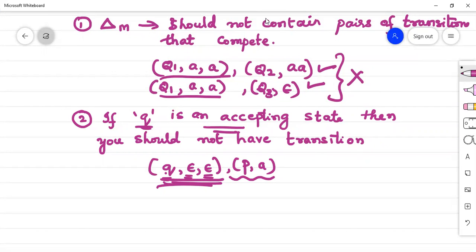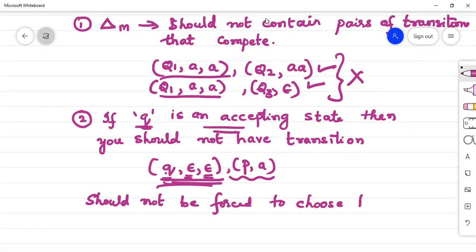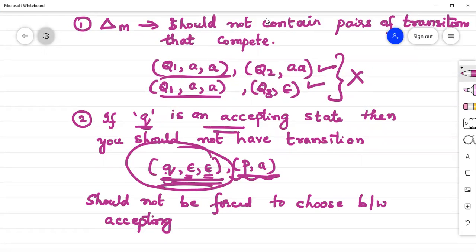Now, what is the meaning of this? The meaning of this is you should not be forced. In simple words, you should not be forced to choose between accepting, because so far for all our examples we saw this was accepting. So you should not be forced to choose between accepting, and this is continuing, isn't it? You are asking it to continue. So accepting and continuing. In simple words, this is the meaning.